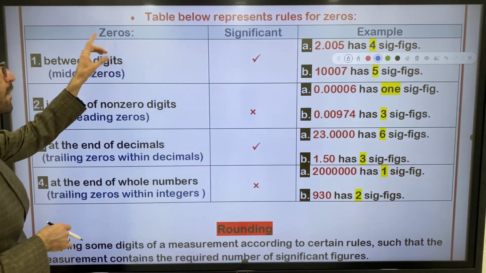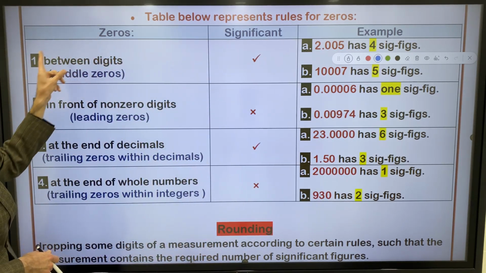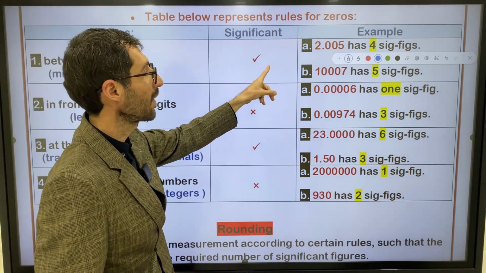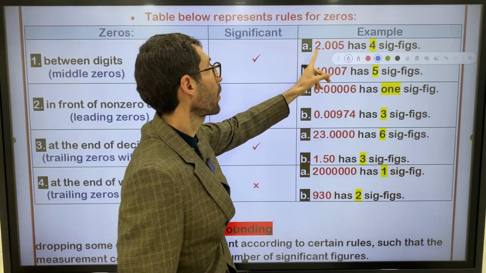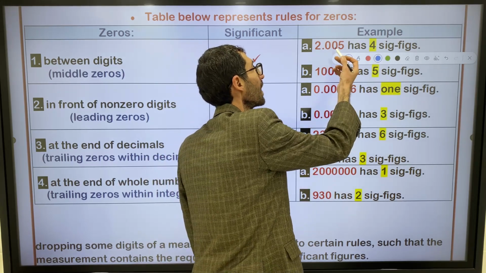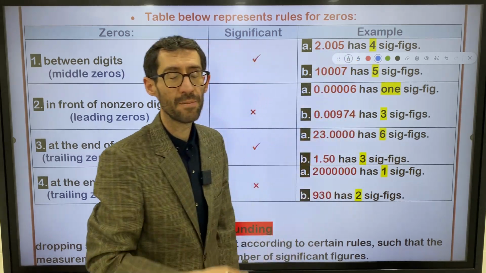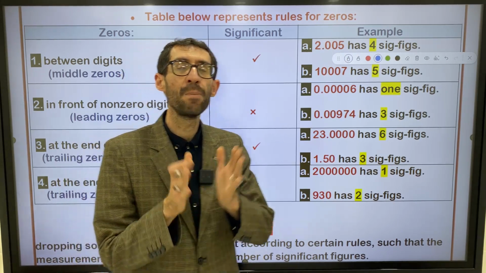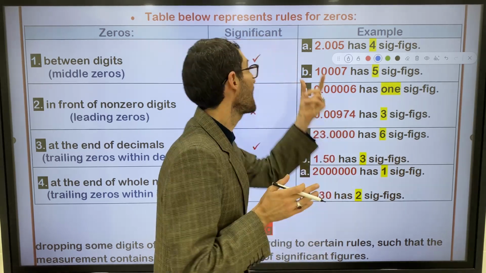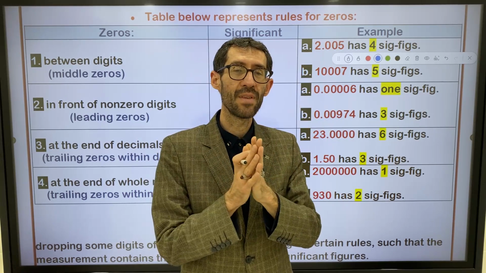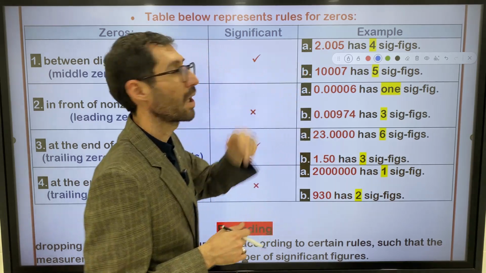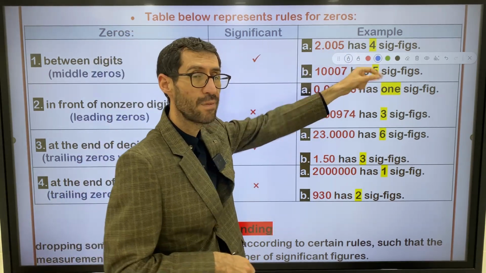Let me read the first one. Number 1, zeros between digits. They are called middle zeros. They are significant. Like this example: 2.005 has 4 significant figures. So we counted the zeros as significant figures because they are middle zeros. These zeros are sandwiched by 2 and 5, that's why they are significant. So it has 4 significant figures.